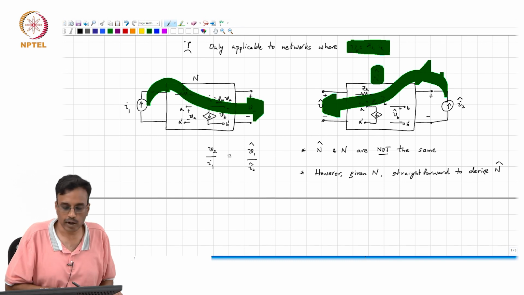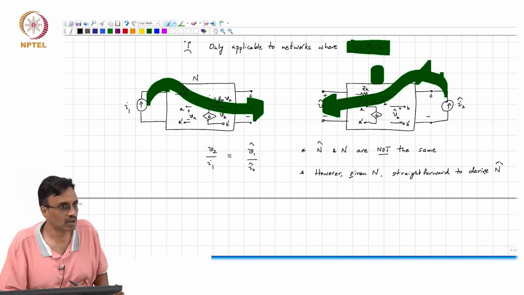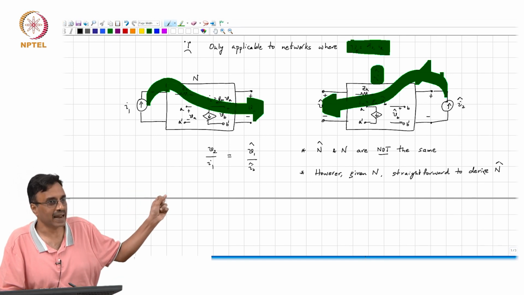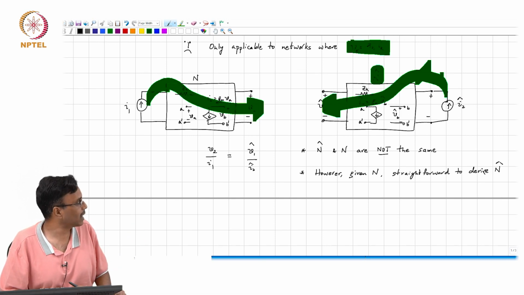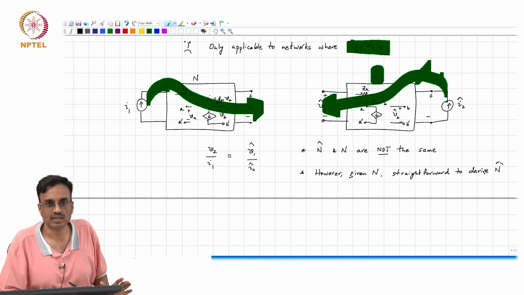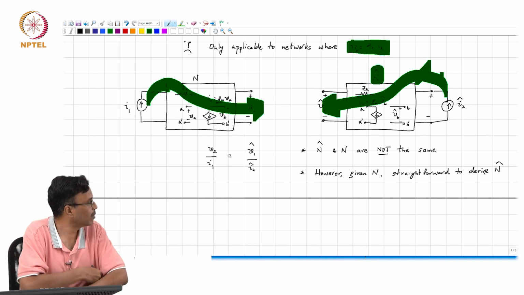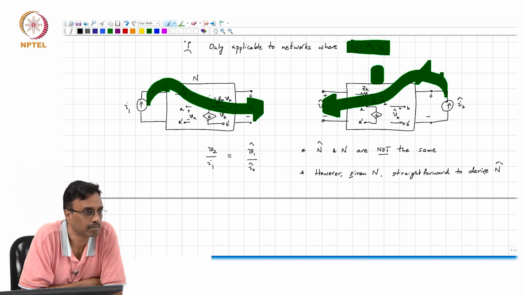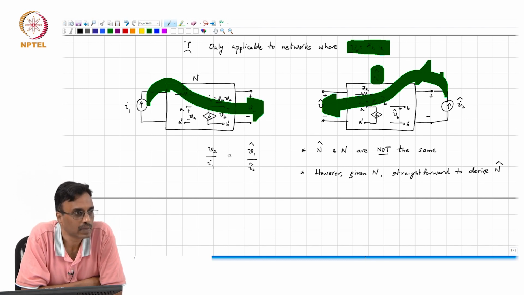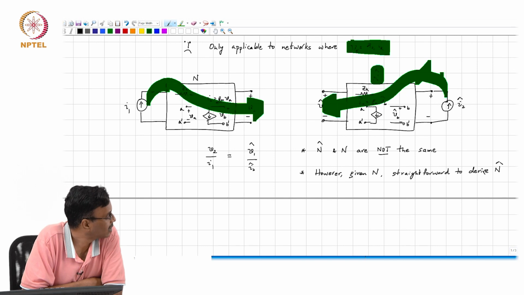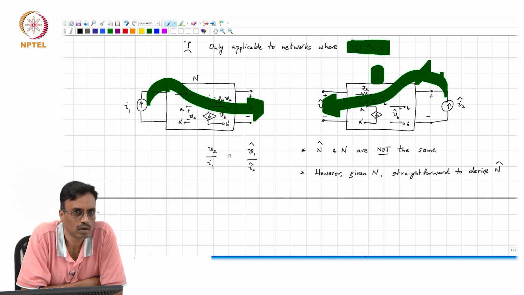And another aspect that I would like to point out is that if GM is set to 0, right, whether you have N or whether you have N hat, please note that the port impedances between A prime and B prime remain the same. Is that clear? So if you set GM to 0, what comment can we make about the impedance between A and A prime? It's an open circuit. And likewise between B and B prime, it is also an open circuit. What comment can we make about N hat if we set GM to 0? It is the same. Is that clear?